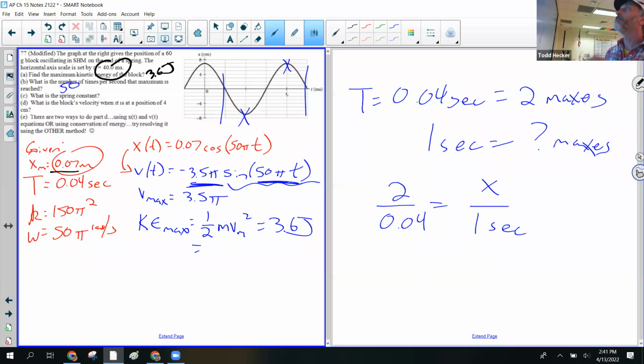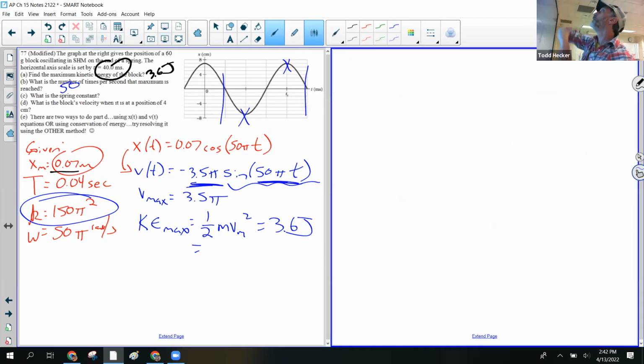All right, let's see. Part C, spring constant. We already found that. D, what is the velocity when it's at a position of 4 centimeters? All right, 2 ways to do this. You should understand them both. Okay, so option one. This is part D.